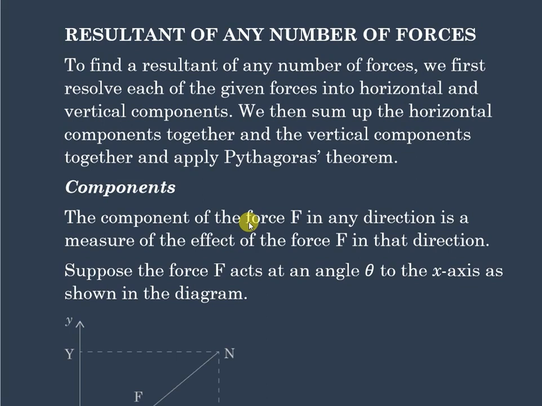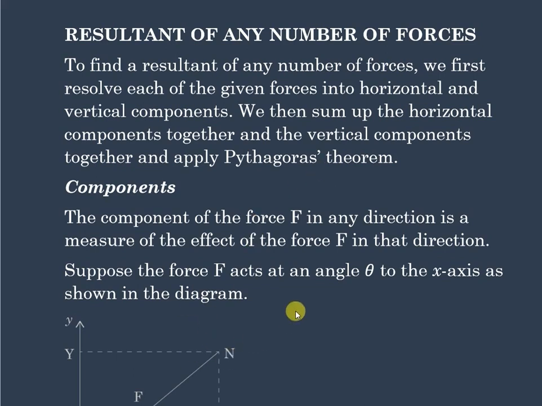And now here we have a number of forces other than two. You can have 3, 4 forces, which are more than two. In that case, if you want to get the resultant of those forces, you first of all resolve them into the horizontal and the vertical components. When you have the sum of the horizontal components and the sum of the vertical components, you get two components, one vertical and one horizontal, and then you apply Pythagoras theorem and voila, you are there. So what do we call a component?